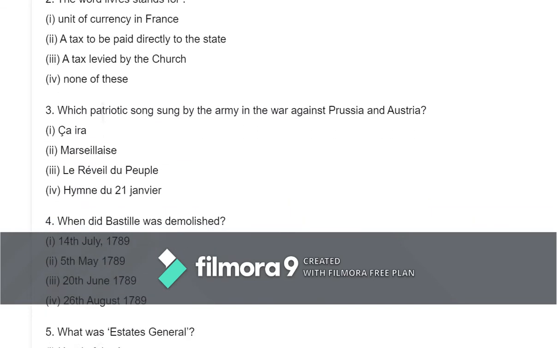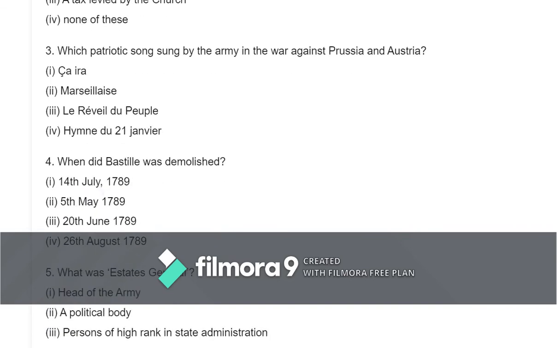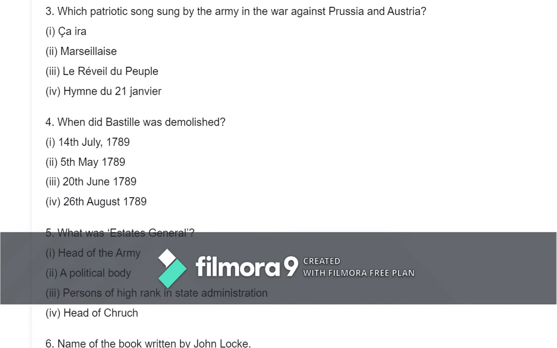Now, going to the second question, that is, the word livres stands for. So here the answer would be unit of currency in France, option 1, which was discontinued in 1794. A third question is, which patriotic song was sung by the army in the war against Prussia and Austria?